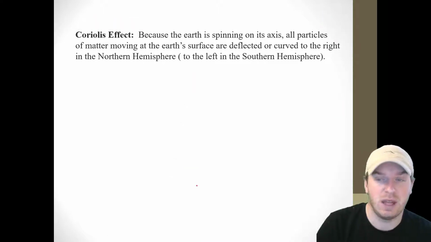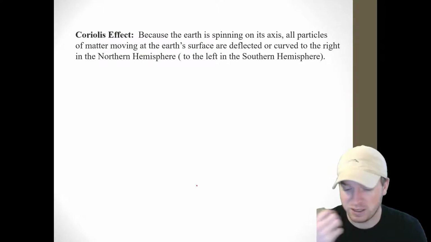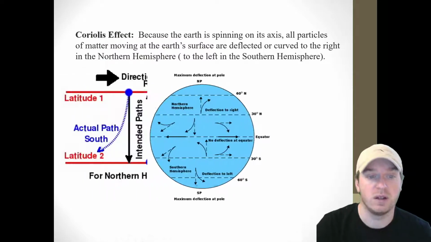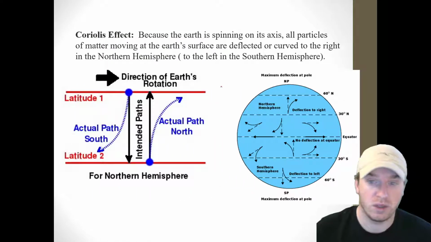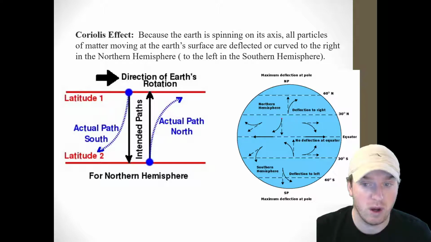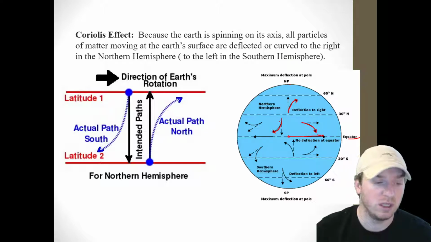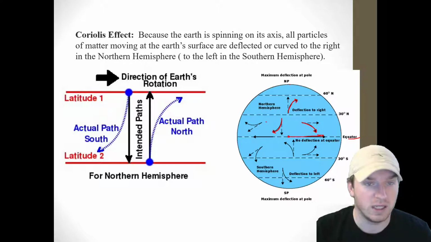The idea that things appear to be deflected or curved to the right in the northern hemisphere, to the left in the southern hemisphere, based off of the fact that the Earth is rotating. So as you throw a ball down this way, it's going to actually be curving to the right. And part of the reason is because the equator is moving faster than the poles. Because as you get towards the poles, it is not moving as fast. The object actually gets deflected.